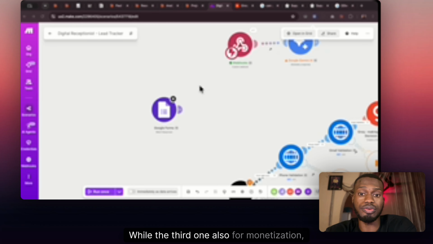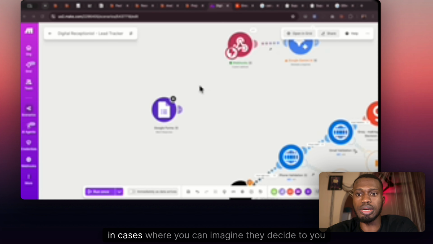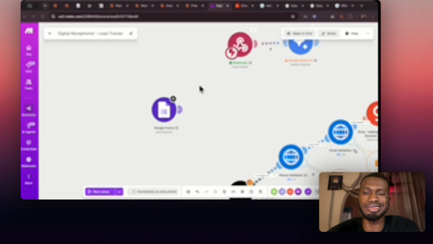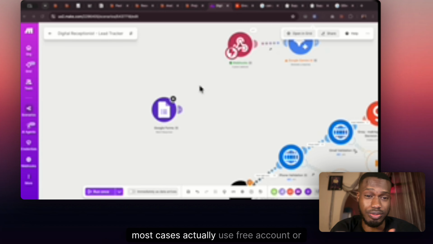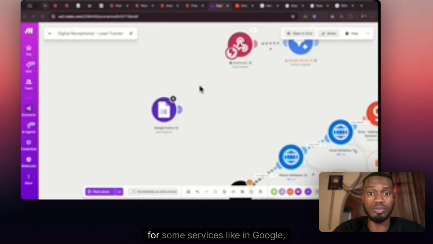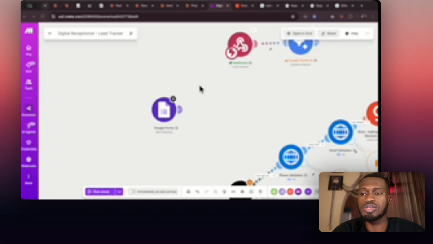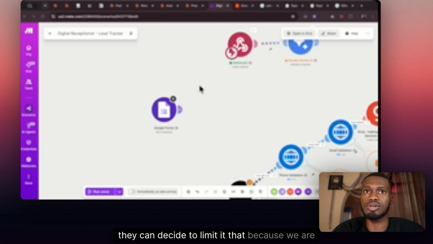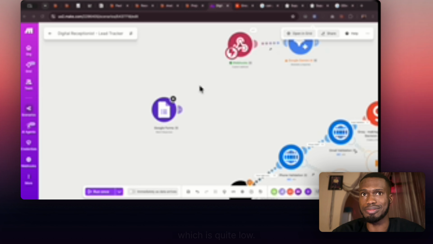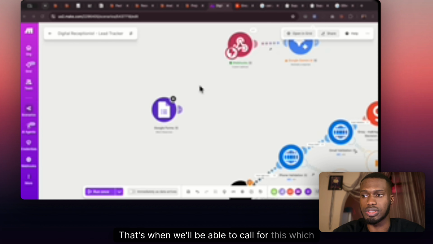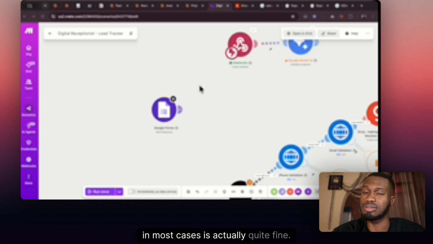While the third one is also for monetization. You can imagine they decide to say, okay, if you are using a free account, and in most cases I actually use free accounts, or for some services like Google, it's a free account for Google Forms and the rest, they can decide to limit it. They can give us, like a free trial, let me say 5 requests per minute, which is quite low. That means every 12 seconds, right? That's when we'll be able to call this, which in most cases is actually quite fine.